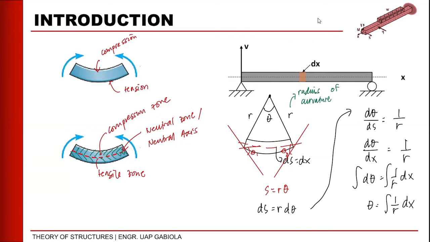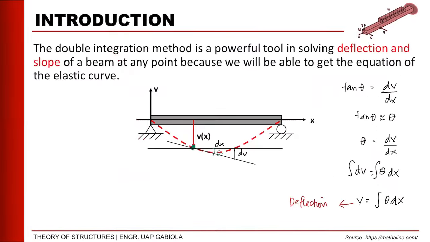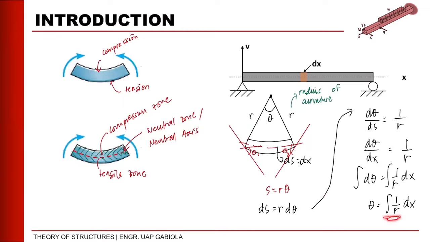Okay? So, we have a value for theta, but it's still not in terms of x. It's still in terms of R. So, that is our dilemma for today. Based from our previous slide, what we need is for theta to be in terms of x, but theta is represented in terms of R. So let's get another relationship based from our figure.